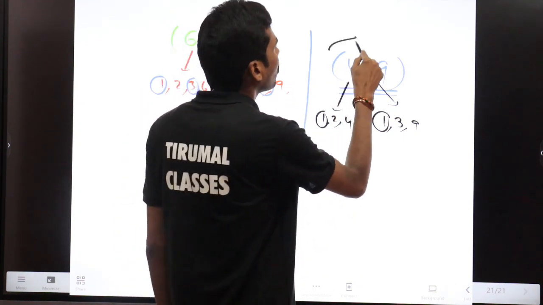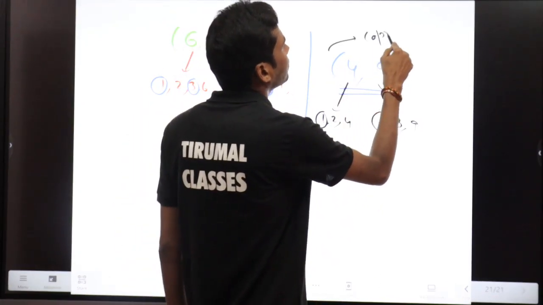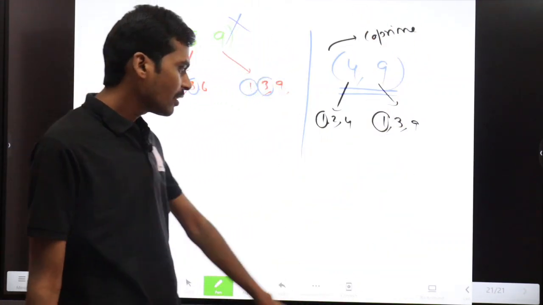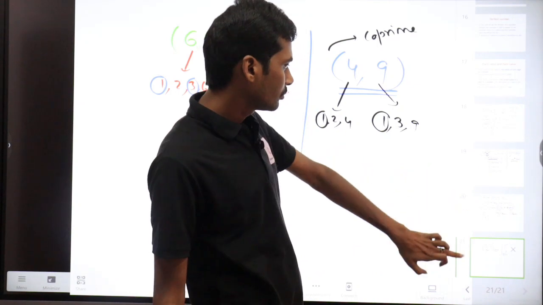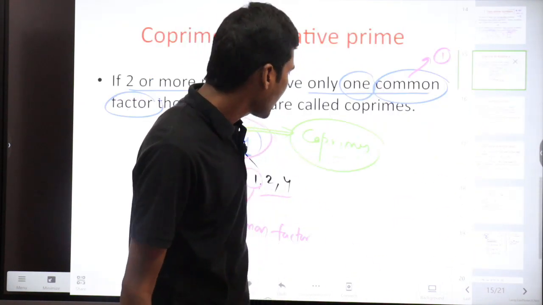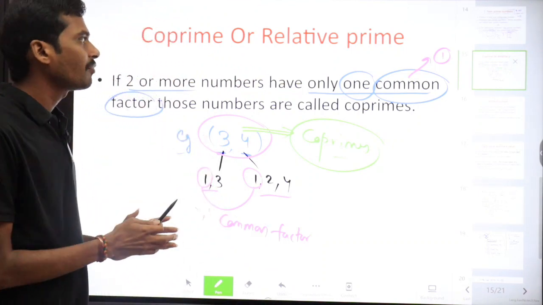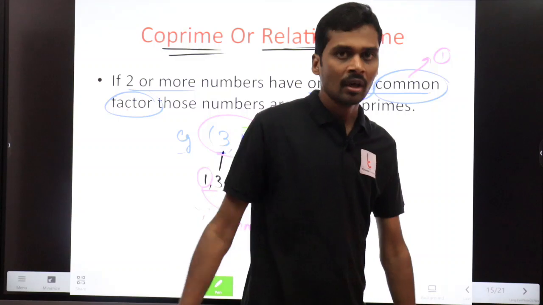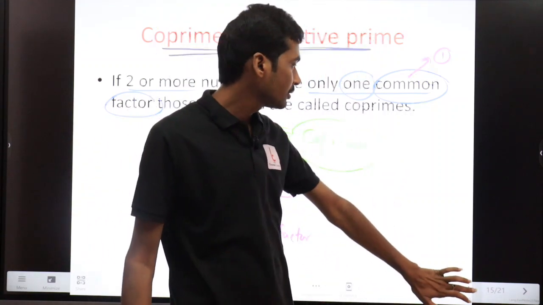So that's why we call these co-prime numbers. Clear? So likewise, if we have only one number as the common factor, those numbers are called coprimes or relative primes. You see the difference between prime numbers?